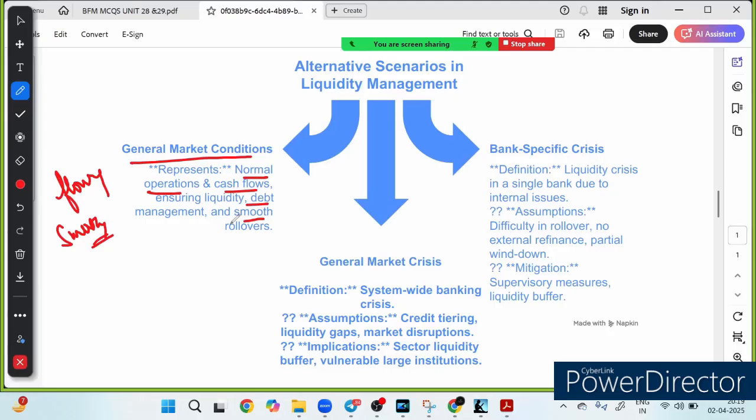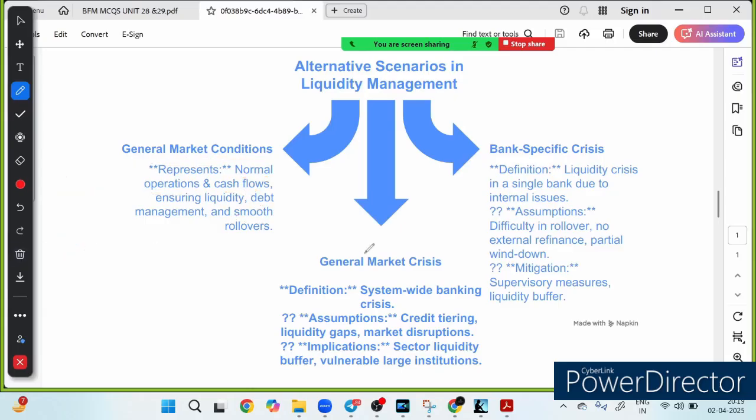So the goal here is to maintain consistent liquidity and ensure that all market and operational needs are met without any disruption. That is called general market condition. Think of it as business as usual, where liquidity is stable and the market conditions are favorable for a smooth operation.